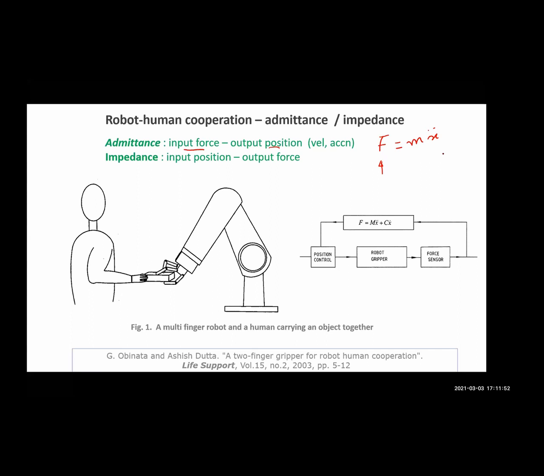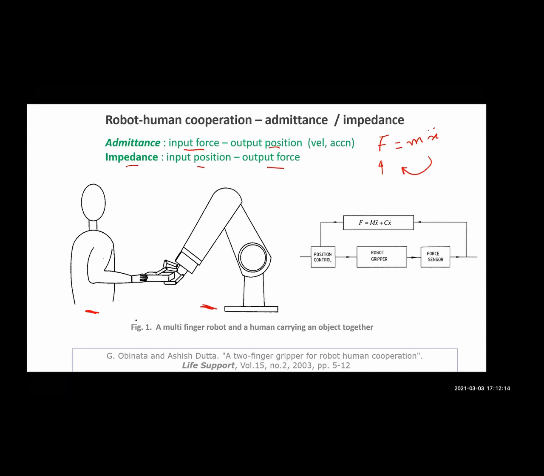That is admittance. Now, when we say impedance, the input is position or acceleration, and the output is force. So it's the reverse of this. These are two different things. One is in the physical world, the other is in the biological world. Now, if you see a human and a robot, there is a human who is pushing and pulling an object, and there is a robot on the other side, on the right-hand side here.